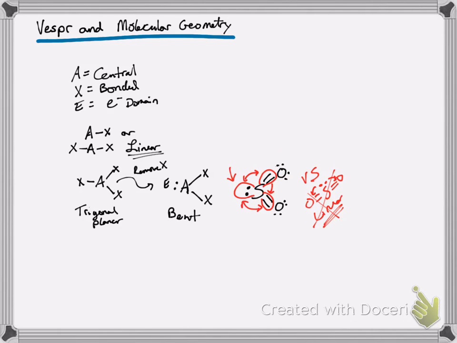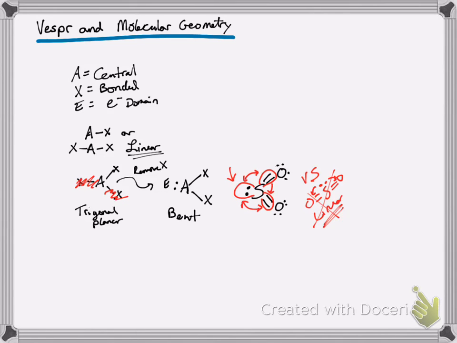If we back up a second, if we take our trigonal planar and we remove one of the bonded atoms, now we have a bent structure. If we remove another one, well, now we just have linear. So that is the pattern. That's the logic behind this entire geometry system: starting with the VSEPR shape, remove one of the electron domains, and see what happens.